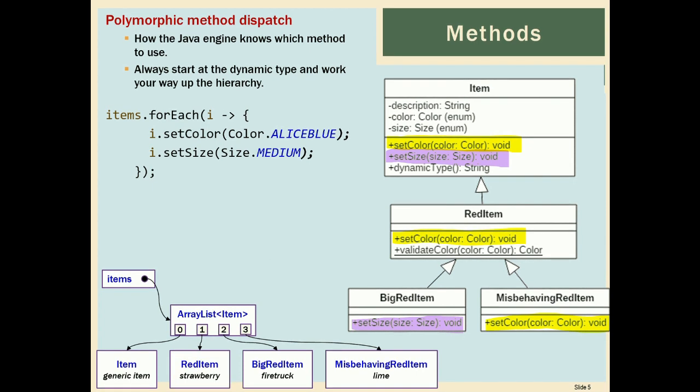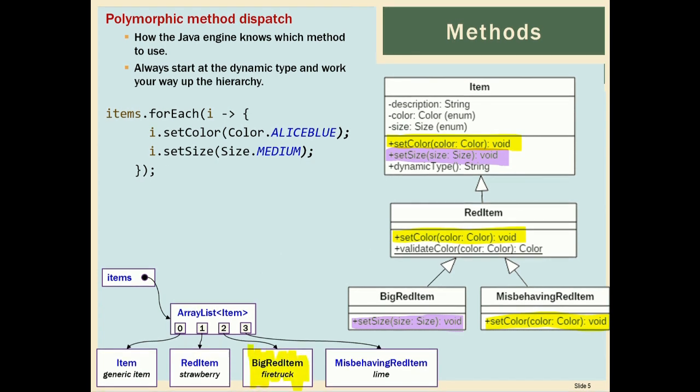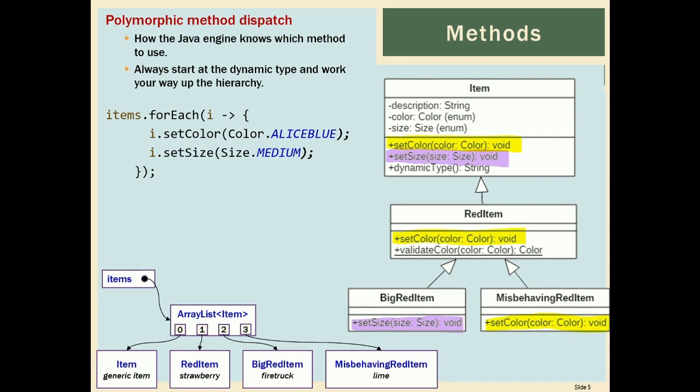Next, we'll pick up our big red item. And our big red item is going to go looking here first for the setColor method. It does not find it in its dynamic type, so it climbs up the hierarchy, and it climbs up to here, and it does see that red item has a setColor method. This means that big red item is going to use the same code in setting the color as a red item does, which means it's probably also going to ensure that a big red item is in fact red. Lastly, we come to the misbehaving red item.